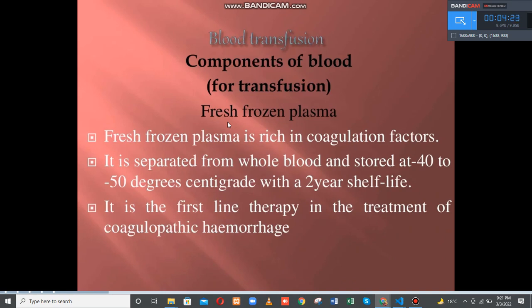Fresh frozen plasma is rich in coagulation factors. It is separated from whole blood and stored at minus 40 to minus 50 degrees centigrade with a 2-year shelf life. It is the first line therapy in the treatment of coagulopathies.